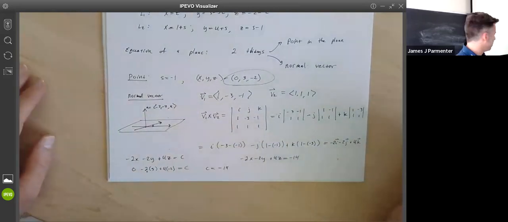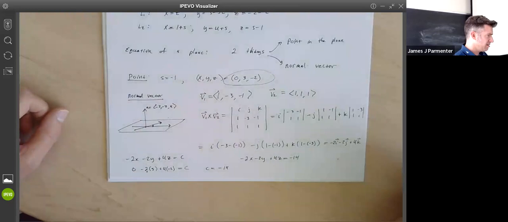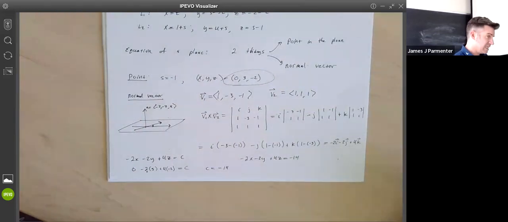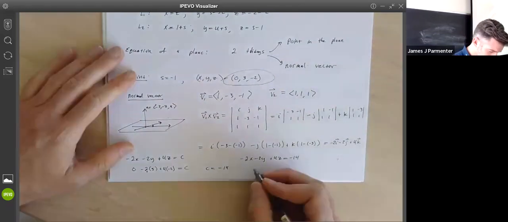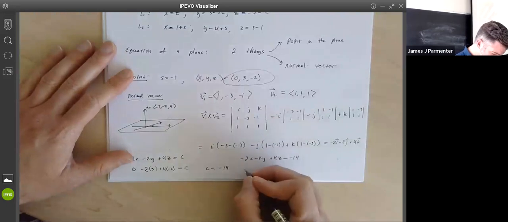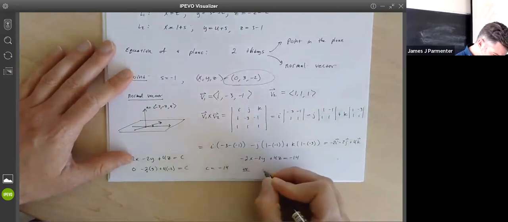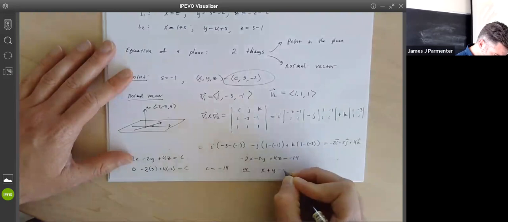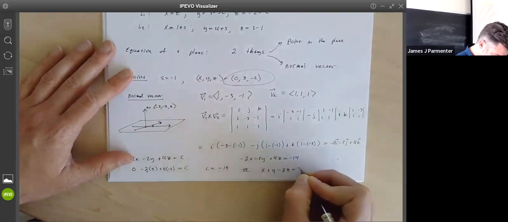And technically, I think we should probably divide everything by 2 here, because we can. Or even by -2. So write it as x plus y minus 2z equal to 7.